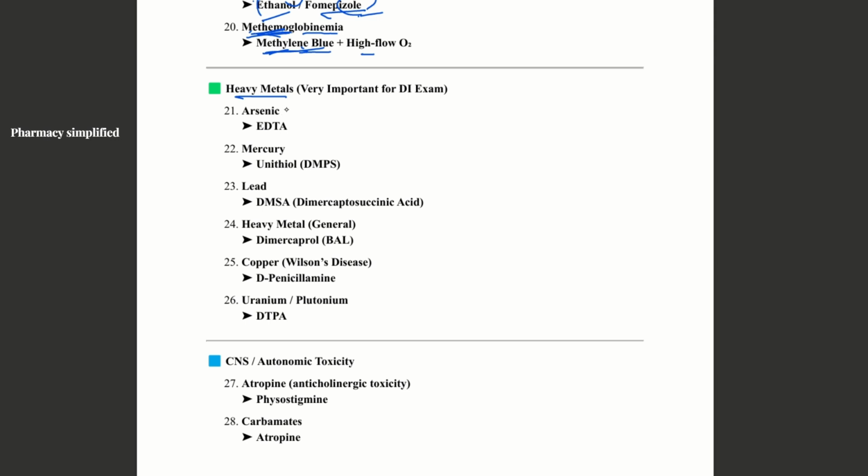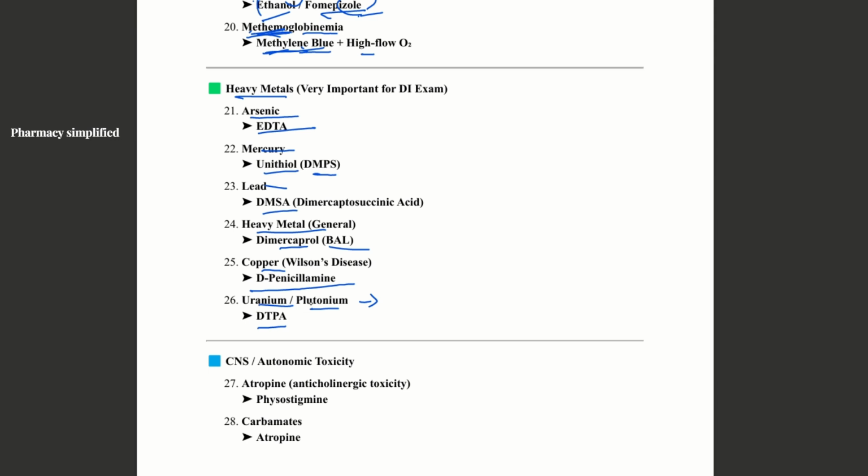So these are important to remember. For arsenic poisoning, we use EDTA. For mercury poisoning, we use DMPS. For lead, we use DMSA, dimercaptosuccinic acid. For heavy metals in general, we use dimercaprol, that is BAL. For copper poisoning, that is Wilson disease, we use D-penicillamine. And for uranium and plutonium, which are radioactive metals, we use DTPA.